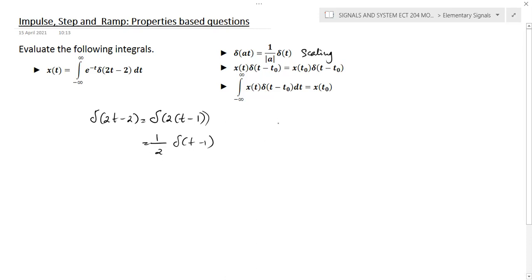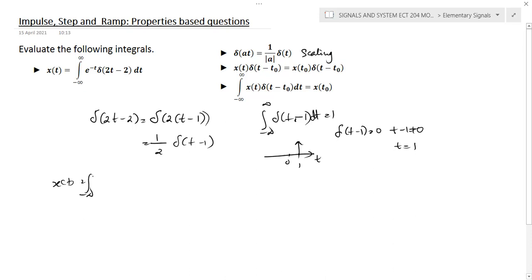So del of t minus 1 means the signal exists only at t equal to 1. The integral of del of t minus 1 from minus infinity to infinity is 1, and del of t minus 1 is equal to 0 when t minus 1 is not equal to 0, or t is not equal to 1. You can substitute the result in the first expression, so it becomes integral minus infinity to infinity e raised to minus t into 1 by 2 into del of t minus 1 dt.